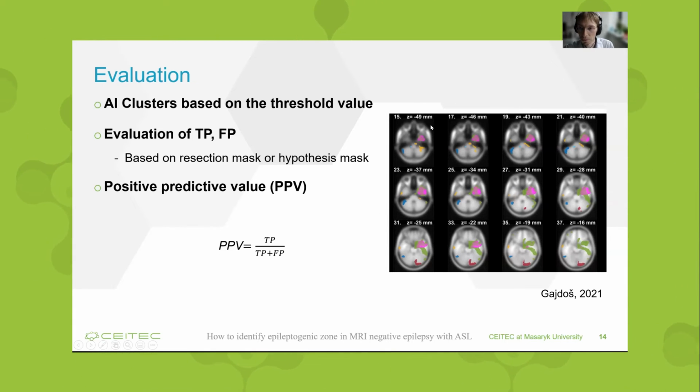And here on the image, you can see a slice view where in the rows is the resection mask, and other colors are clusters which arise after application of the minimum product criterion. So you can see there are some clusters which are not present in the resection mask, but importantly, there is a big cluster overlapping with the resection mask.